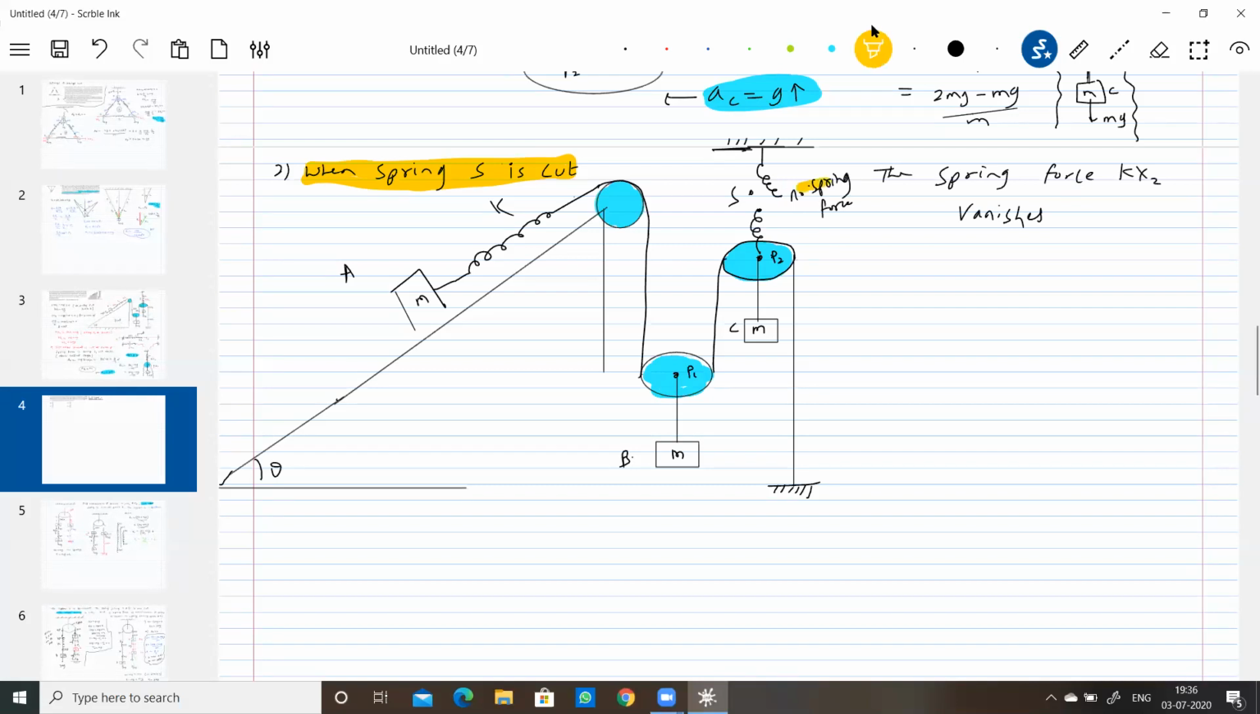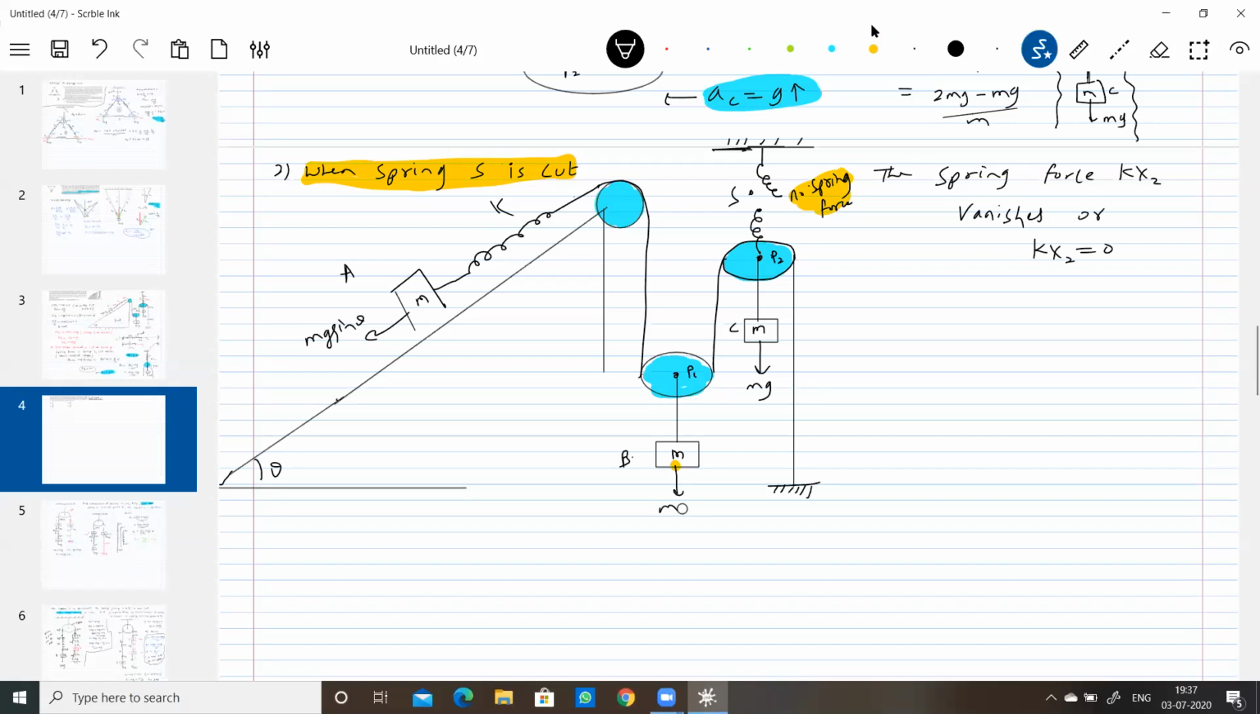Now what will happen to the other part? What will happen to this spring? What will happen to this tension? The weight mg will be acting. Here this weight mg will be acting as usual, and this mg sin theta. Yes, anybody answers? So what happened to this spring force? Spring force kx2 vanishes, or kx2 is equal to 0.